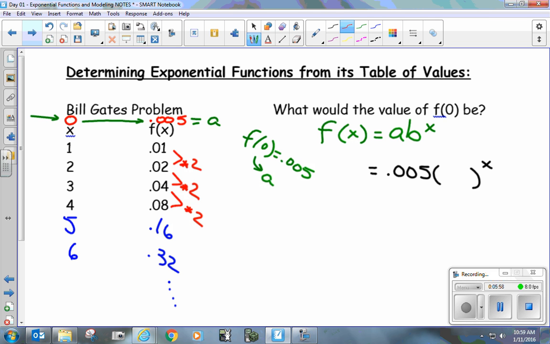So we are always doubling our value, our f of x, right? Our b value, which is our base, is also called our factor. It's what our function is being multiplied by.